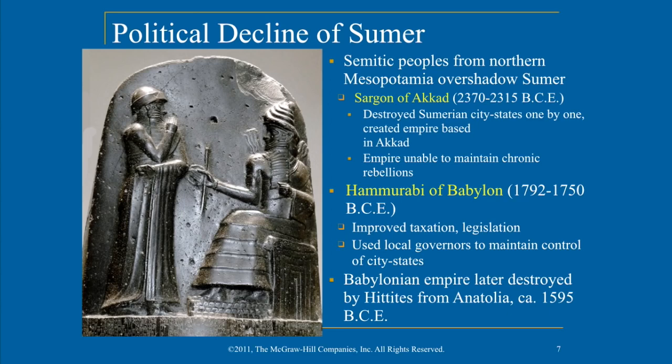He also used local governors to maintain control of city-states. He used a bureaucracy system. Now, a bureaucracy is when you appoint people underneath you to be a representative in your place of your power. So Hammurabi would appoint some guy to go out and maintain control of the different city-states of Babylon, making sure that the people paid their taxes, and if there were rebellions, he could get some information very quickly. So Hammurabi wasn't in charge directly of all the city-states of Babylon, but he was able to oversee them through the use of his bureaucracy. The Babylonian Empire is later destroyed by the Hittites from Anatolia around 1595 BCE.